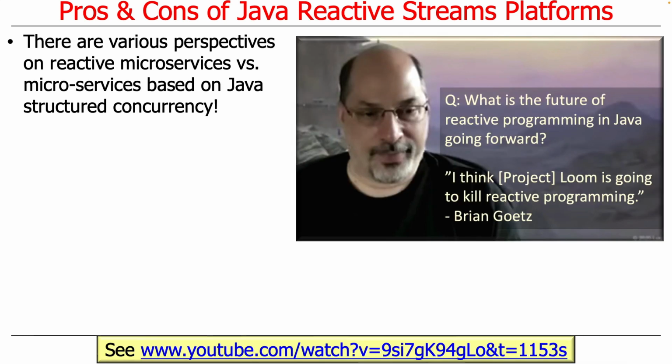There's a very interesting video you should probably watch by Brian Goetz, who is someone I respect quite a bit. He's one of the chief architects of Java, has been heavily involved with lots of stuff over many years. He's written some books and articles on concurrent programming. And his perspective, especially in the context of microservices, is that Project Loom, what we now know as Java virtual threads and structured concurrency, is going to kill reactive programming.